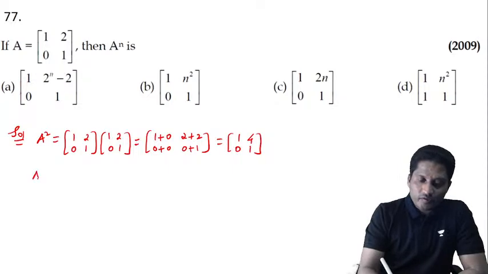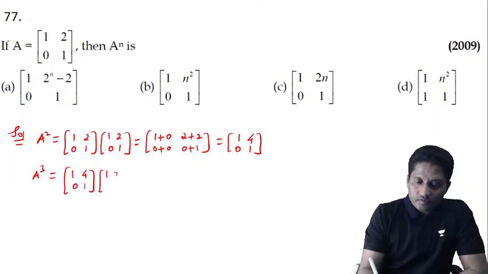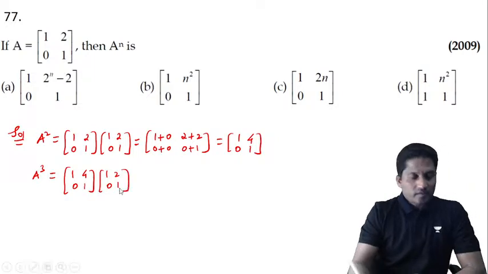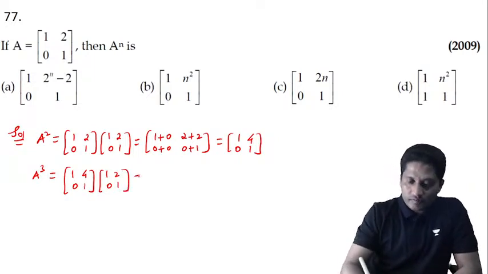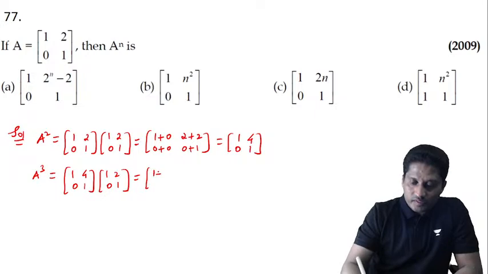Okay, let me find out A cube as well. A cube is equal to A square into A, that is 1 4 0 1 into 1 2 0 1. First row, first column, you will get 1 plus 0. First row, second column, you get 2 plus 4. Second row, first column, you get 0 plus 0. Second row, last column is 0 plus 1. So I get 1 6 0 1.